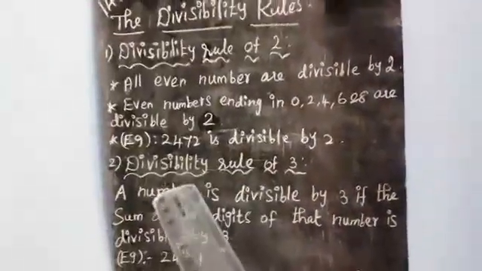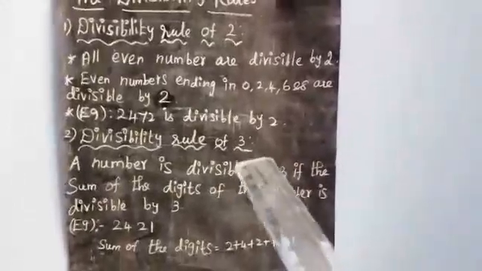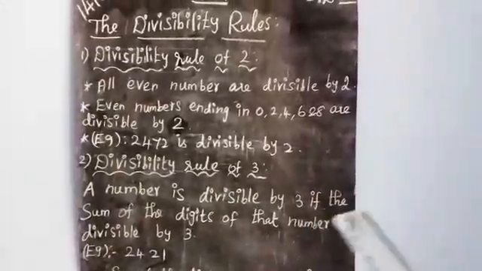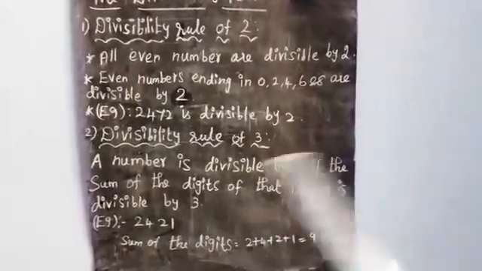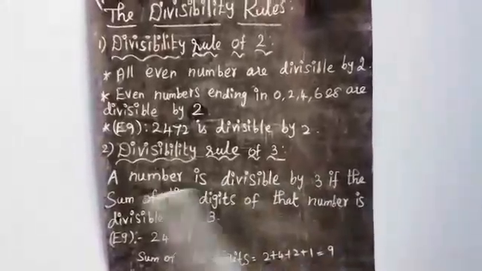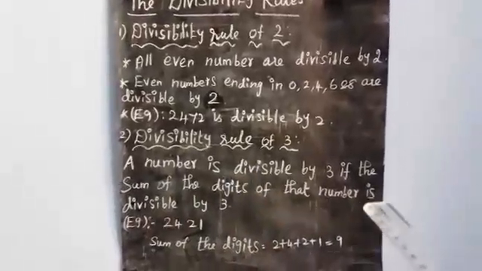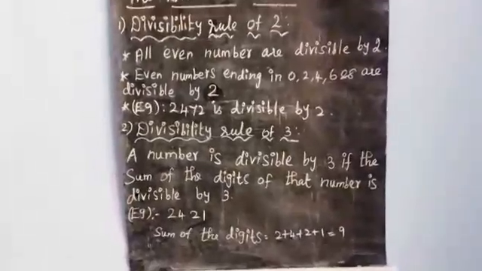Then second rule, divisibility rule of 3. A number is divisible by 3 if the sum of the digits of that number is divisible by 3. A number is divisible by 3 if the sum of the digits, okay, sum of the digits, of the number is divisible by 3. Now look at the example.